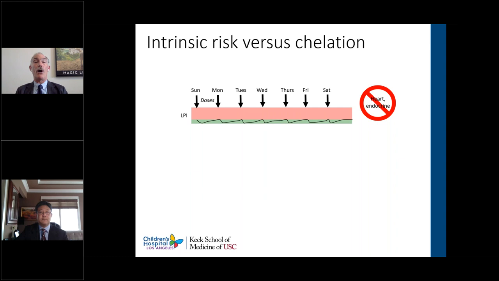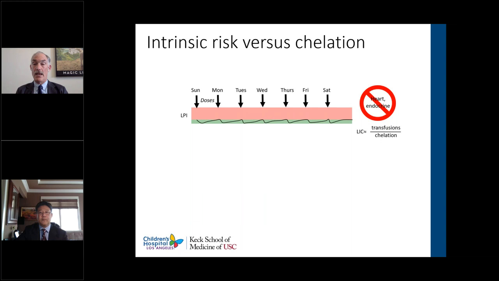With respect to the liver, the liver iron concentration is determined by the number of grams of iron delivered by transfusion and essentially the grams of chelator being taken. But fortunately, the hematologist will adjust the dose based on the liver iron to achieve a safe level.